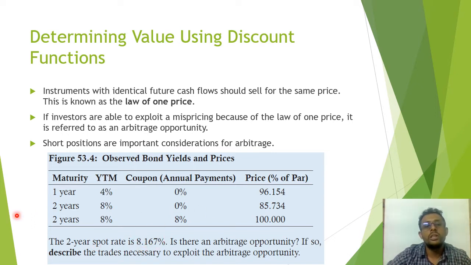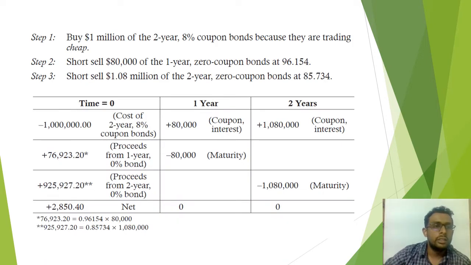So these bonds are trading rich. Trading rich means at a higher level. So we'll have to find a way to have an arbitrage opportunity here. How we do that is like this. There are three steps here.